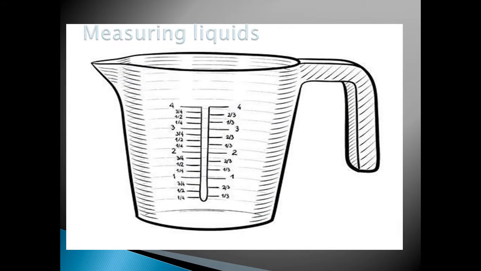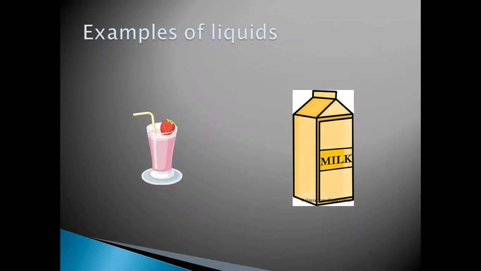We can use a measuring cup to measure the volume of liquid, and the unit of liquid is the milliliter. There are some examples of liquid: juice, milk, oil, and water. All these are examples of liquids.